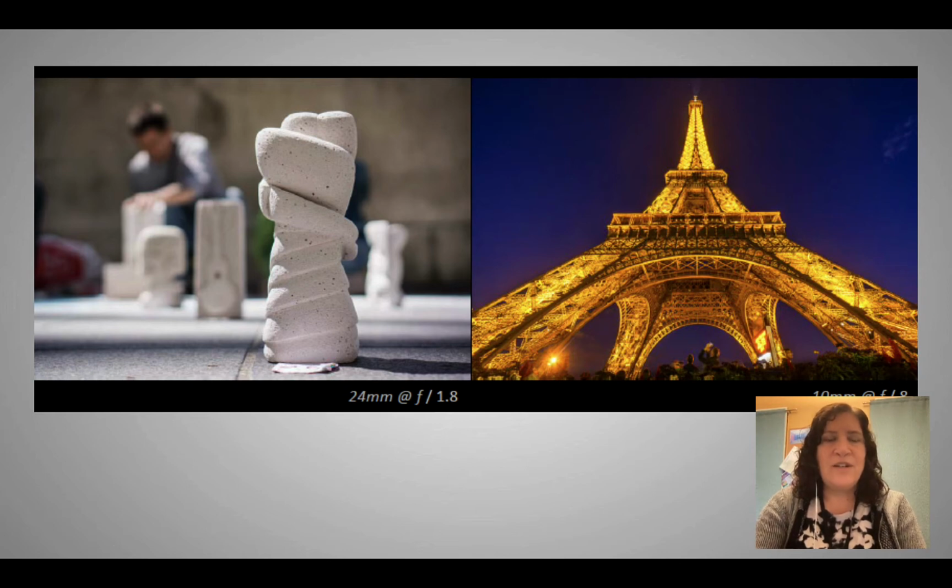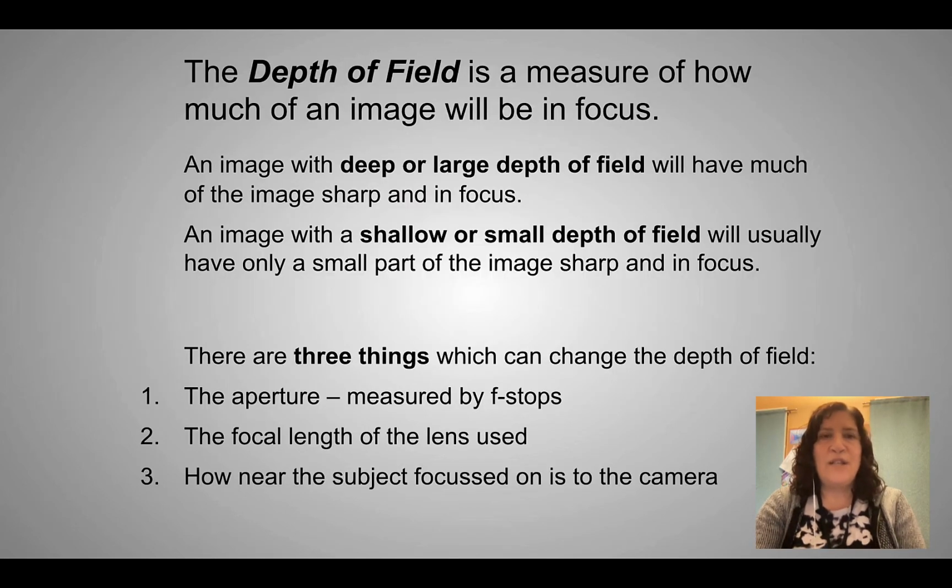On the left, shallow depth of field, because the foreground is in focus and the background is blurry. On the right, large depth of field, because everything in the Eiffel Tower is in focus. So the depth of field is the measure of how much of the image will be in focus. There are three things that control the depth of field: the aperture, the focal length of the lens, and how close you are to the subject.